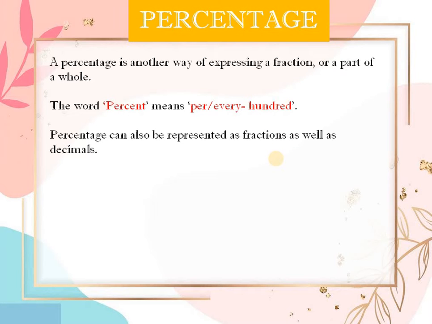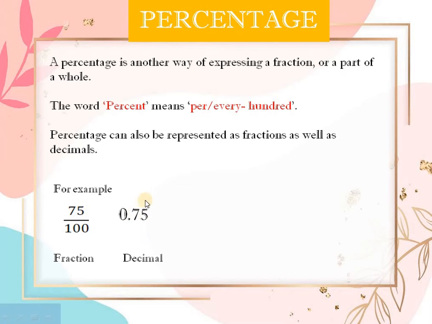Similarly, you can also show percentage as a fraction as well as a decimal. Right now you have learned about fractions and decimals. For example, 75 over 100 is represented as a fraction. And if you represent it as a decimal, it will be 0.75. So this is the decimal form. This 7 represents the tenths part and 5 represents the hundredths part.